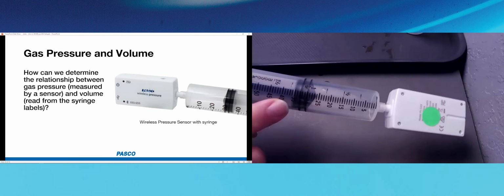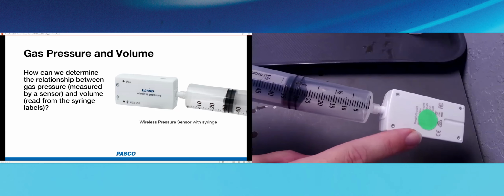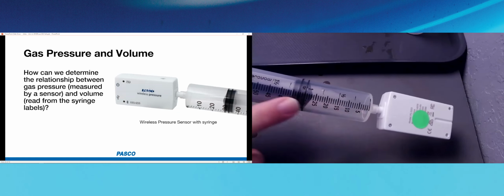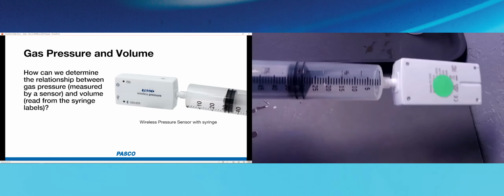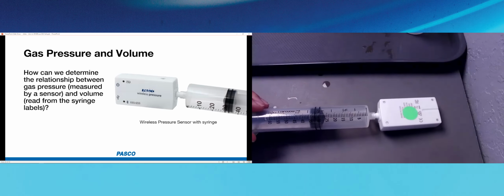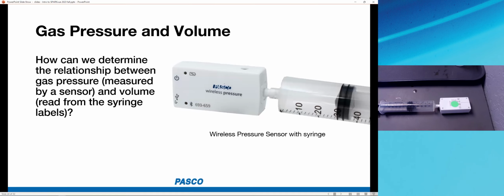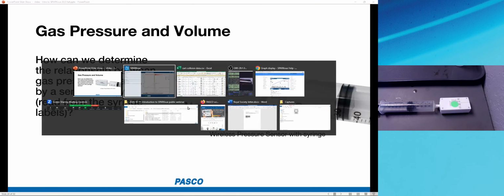So if I'm the other sensor, we can measure pressure from the pressure sensor, and I could enter what we call user entered data, which is the corresponding volume. But there are a couple of techniques we need to learn in order to be able to do that in Sparkvue. So let's jump over to Sparkvue and see if we can answer this question. What is the relationship between the gas pressure and volume?